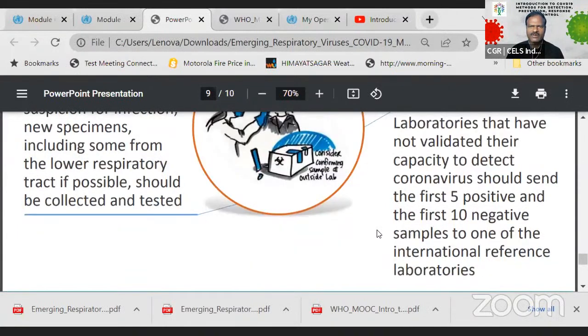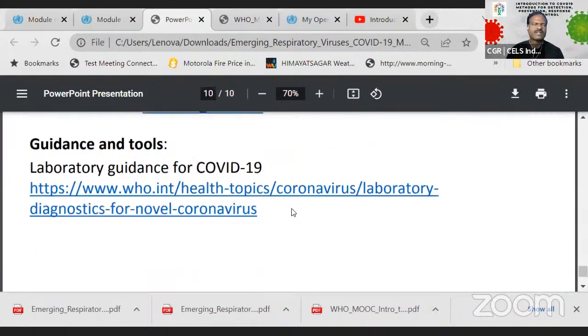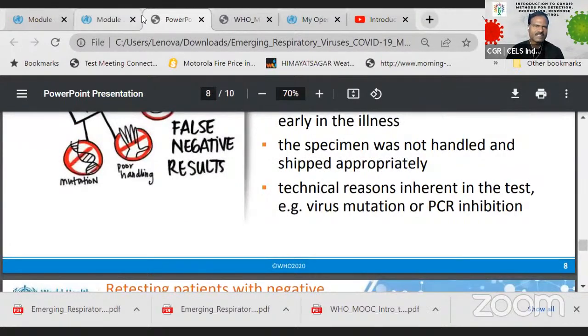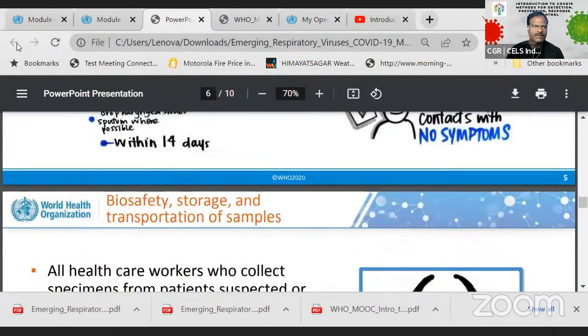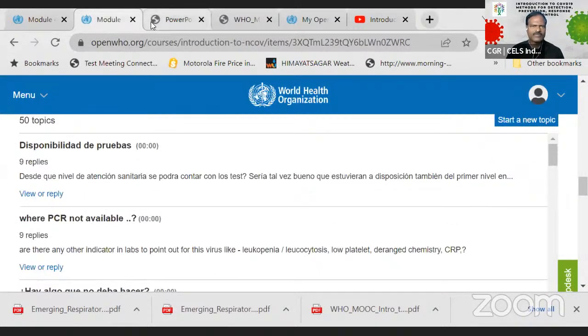Laboratories that have not validated their capacity to detect coronavirus should send the first 5 positive and the first negative samples to one of the international reference laboratories. So this is a small thing, especially this module. And here the quiz is also very simple.